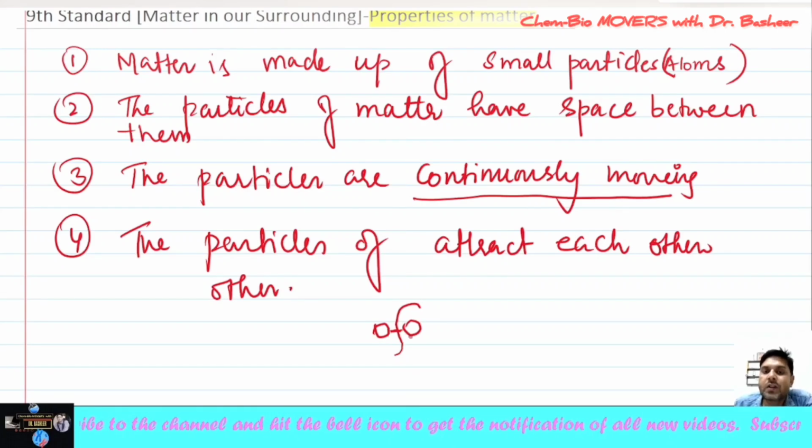If they don't have space, for example, if there is so much crowd, we cannot move. You understand my point, what I want to say? So we cannot move, but if we have some space, it will be movable, it will be continuously moving. And if it is continuously moving, what does that mean? The particles of matter attract each other.